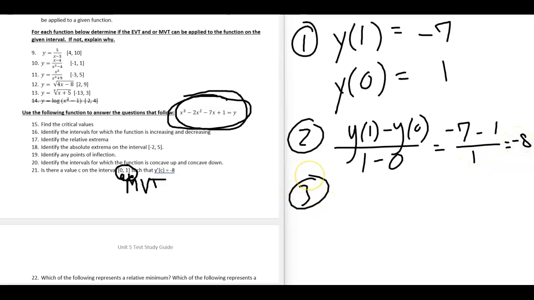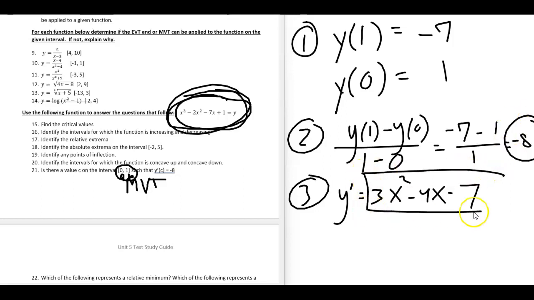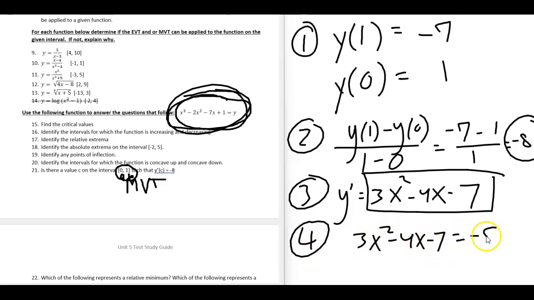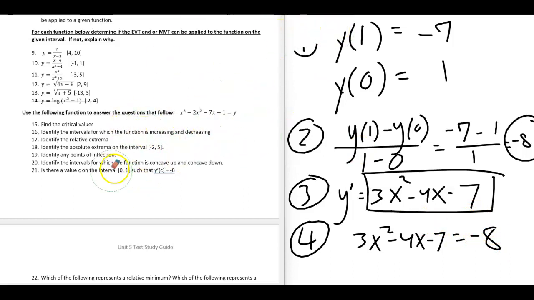Next thing we want to do is find our derivative. Now we've already done that. The derivative is 3x squared minus 4x minus 7. Now according to the mean value theorem, which does apply to this problem, the average rate of change should be equal to the instantaneous rate of change somewhere on the interval. So in other words, 3x squared minus 4x minus 7 should be equal to negative 8 somewhere. And so we just need to solve this equation here. So let's go ahead and do that.